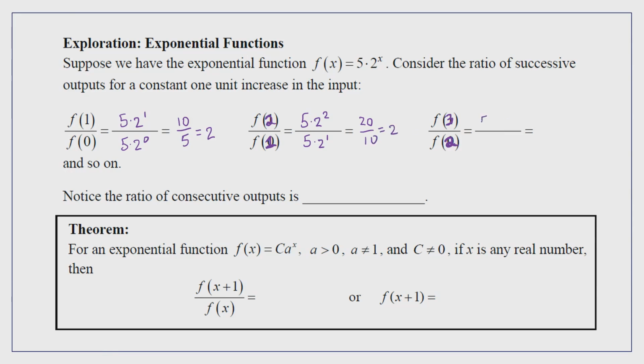Then f of 3 would be 5 times 2 to the power 3, and then 5 times 2 to the power 2. Okay, so we would have 20 in the denominator, and then we would have 40 in the numerator, which would get us 2, and so on. So notice the ratio of consecutive outputs is the constant 2.